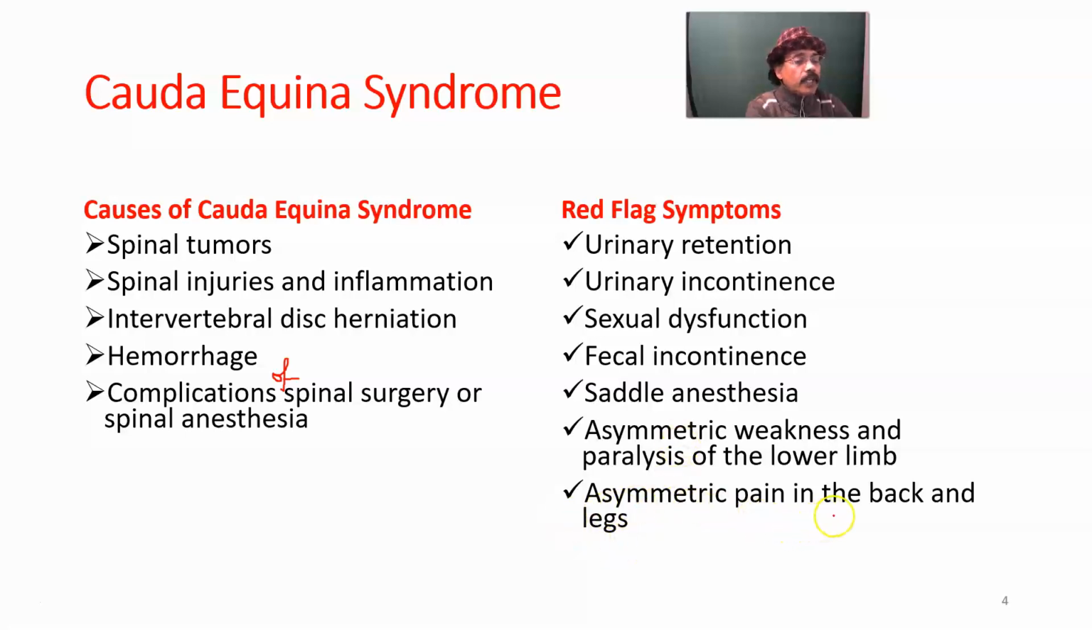Asymmetric pain in the back and leg is also possible. Not only pain but weakness: the person cannot dorsiflex, cannot flex the knee, cannot flex the hip. That is possible because of paralysis of the iliopsoas muscle, the quadriceps muscle, and the dorsal extensor muscles of the foot and leg. So that may cause a lot of motor and sensory disturbances.